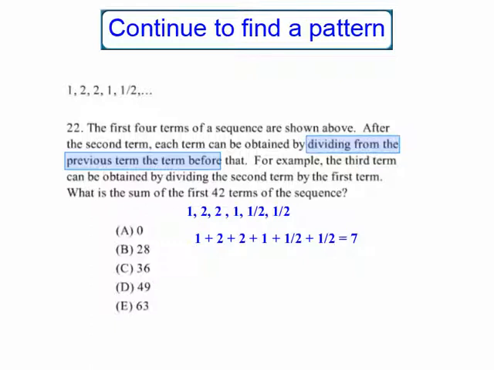Okay, we've got this sequence, and the sequence has how many different numbers in it? Well, it's got 1, 2, 2. It's got 6. So we want to know how many 6's there are in 42. Well, there are 7. So we multiply 7 times 7 and find that the sum for these first 42 terms in the sequence would be 49.